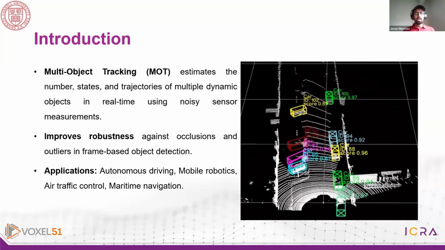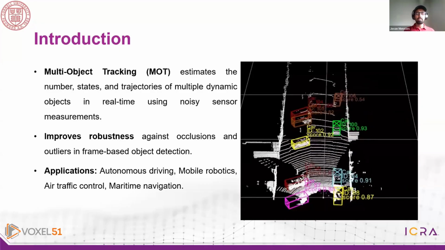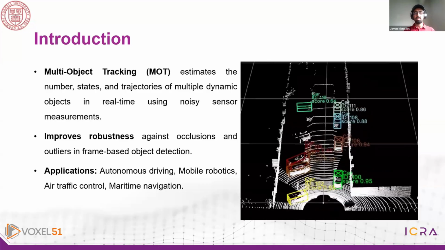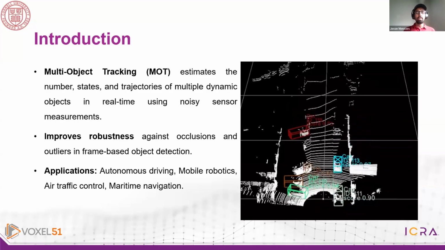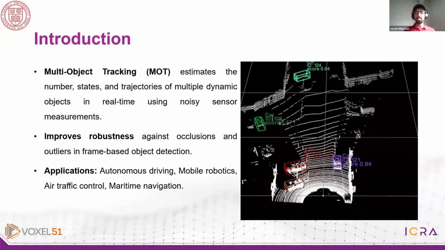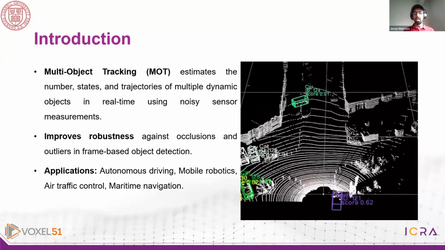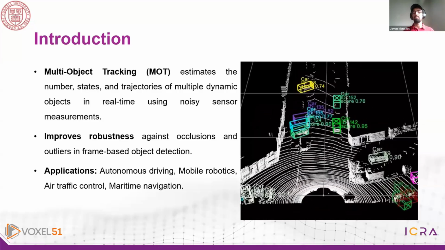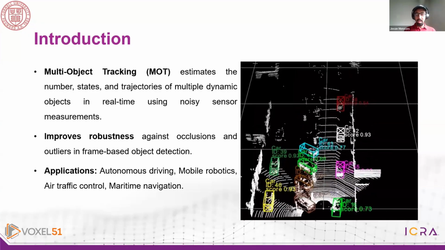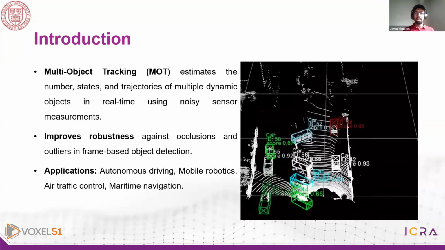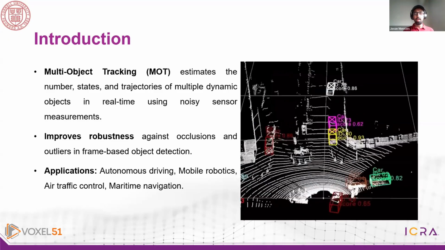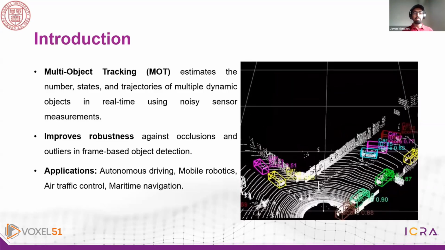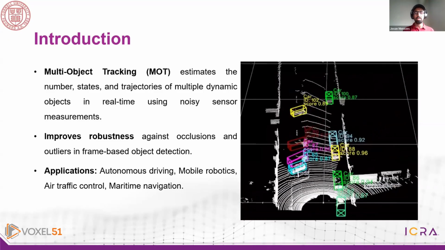The reason we use tracking instead of standard frame-based object detection is because it gives a high-level reasoning to our agent. It helps us reason about things like occlusion and outliers instead of just using frame-by-frame object detection. And as I mentioned, multi-object tracking sees application in a number of areas: autonomous driving, mobile robots, air traffic control, and so on.